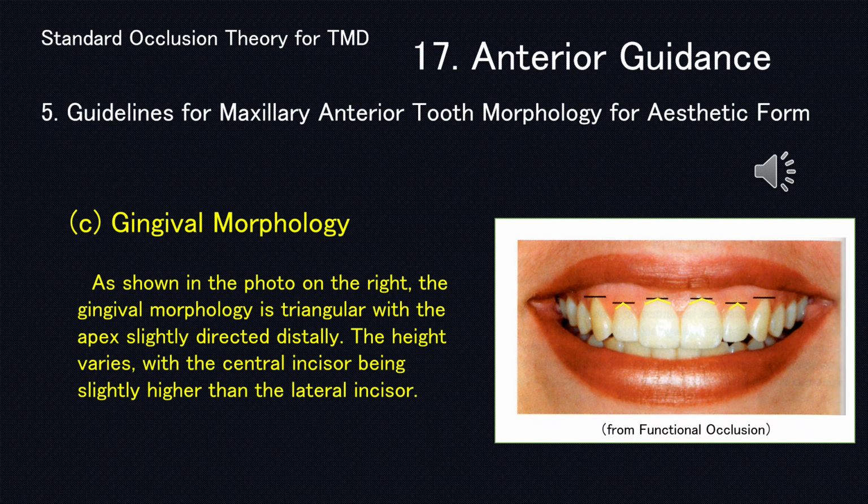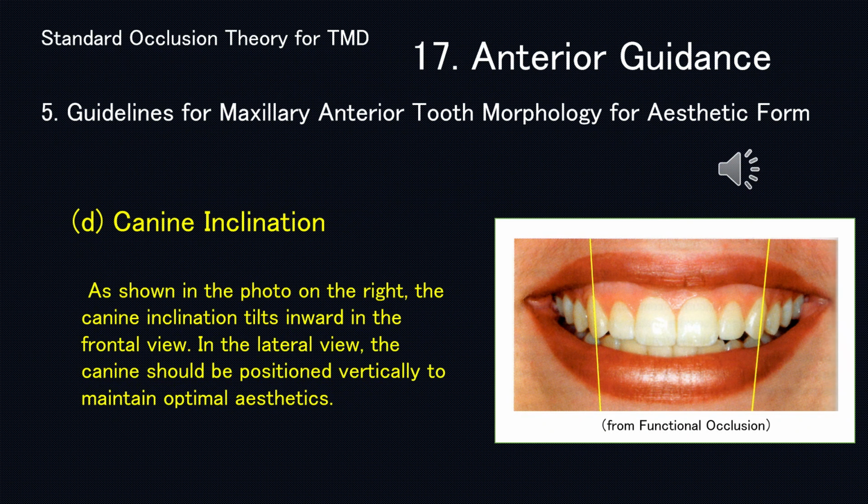C. Gingival morphology. As shown in the photo on the right, the gingival morphology is triangular with the apex slightly directed distally. The height varies, with the central incisor being slightly higher than the lateral incisor. D. Canine inclination. As shown in the photo on the right, the canine inclination tilts inward in the frontal view. In the lateral view, the canine should be positioned vertically to maintain optimal aesthetics.